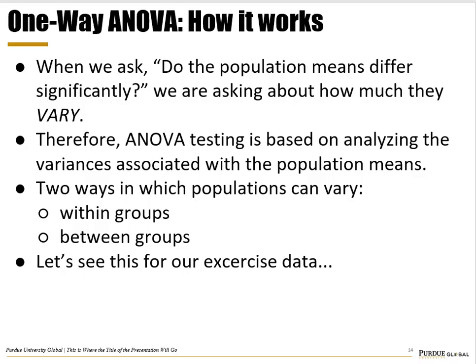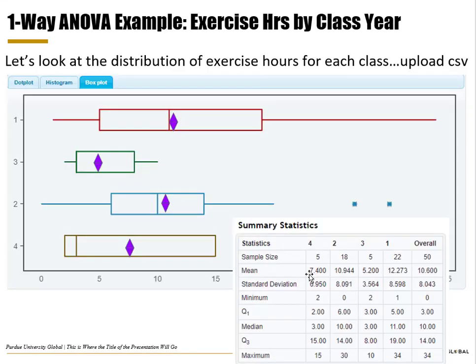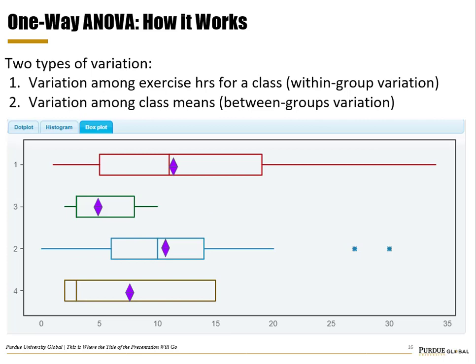So again, we have to figure out what significant means. And again, I would point out just looking at the numbers rather than looking at the graphs. I don't think the graphs help that much. Now, two types of variation we talked about: variation among exercise hours for a class, which is within group variation, and then variation among class means, that's between group variation.